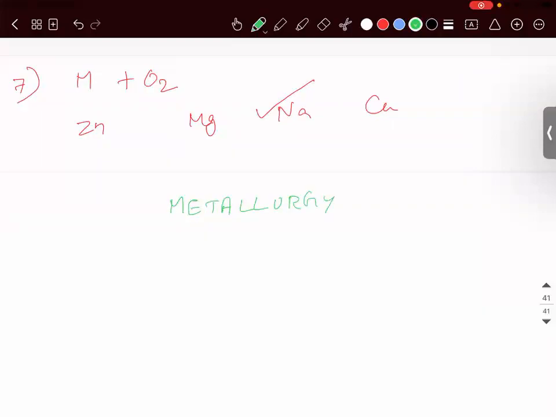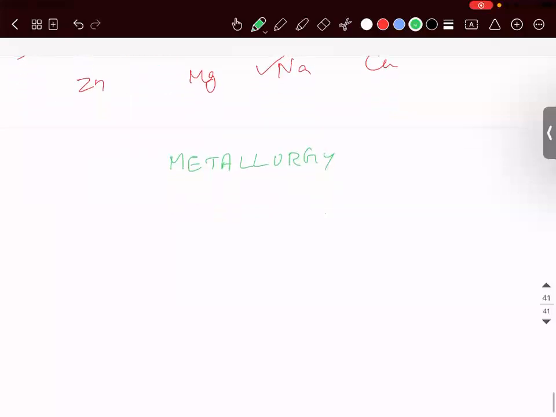So, we know that the metals are available in the earth crust. So, we need to purify. Generally, for all the metals, we will not have the same procedure for the purification. We will have different methods for the purification of the metals. But it generally occurs with this process. What are the processes? Number one, crushing.